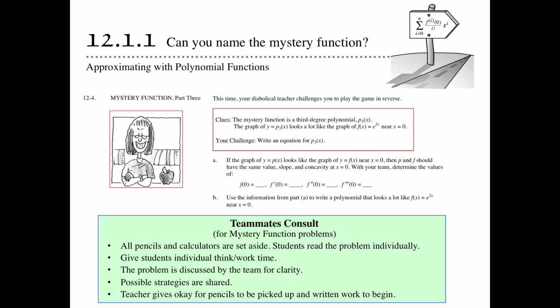With the teammates consult, pencils and calculators are put away and students think about the problem quietly, and then without writing anything down, the teams discuss their plans of attack after they've had that quiet time to think. And then the teacher circulates and listens to these conversations, and based on what you hear, you will give teams the go-ahead to pick up their pencils and put their thoughts into writing. This strategy helps to include more students in the planning part of teamwork and promotes discourse about a topic that could otherwise feel very mechanical.